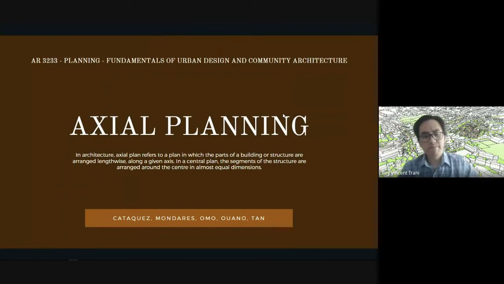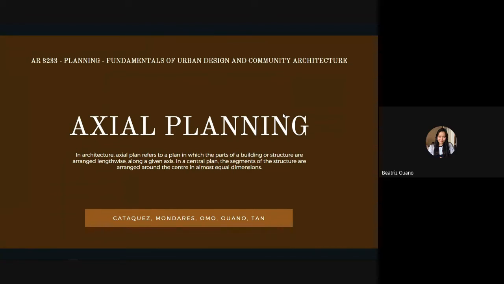So, good afternoon, everyone. We're here to present about axial planning. In architecture, an axial plan refers to a plan in which the parts of the building or structure are arranged lengthwise along a given axis. In a central plan, the segments of the structure are arranged around the center in almost equal dimension.